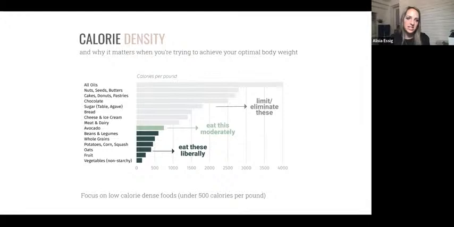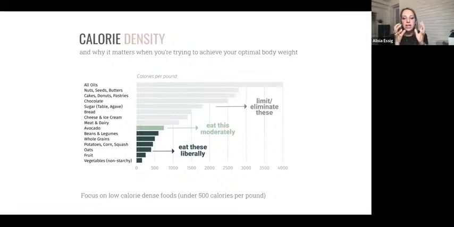Even if it's healthy things like nut butters, we're going to limit those things. Okay, we're going to limit chocolate, even if it's dark chocolate and somewhat good for you, right? We want to limit the amount of those foods that you're eating, even bread, even whole wheat bread. We want to limit that. You can still have whole grains, but just not the processed form of bread. Bread is very calorie dense.